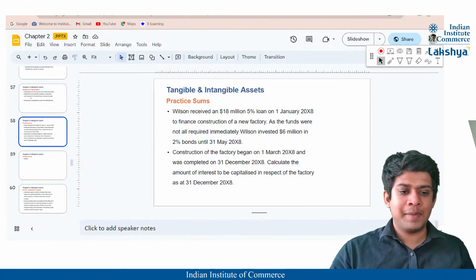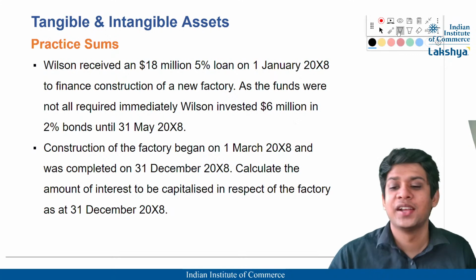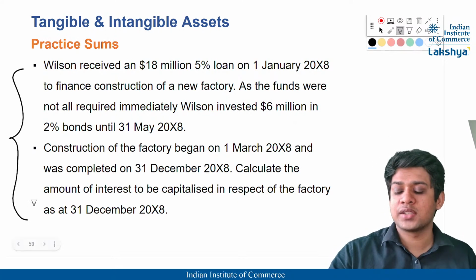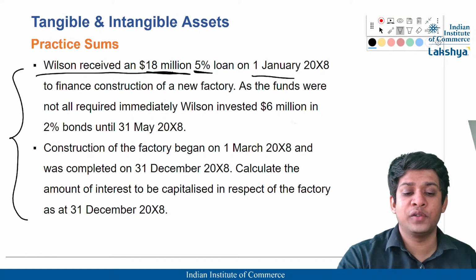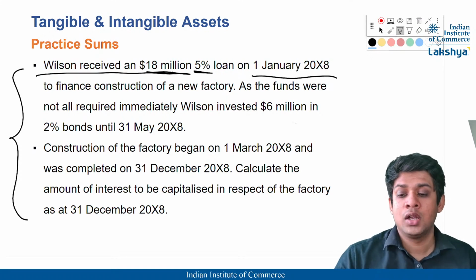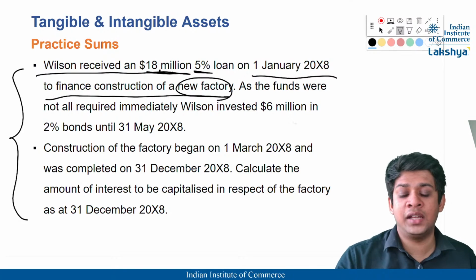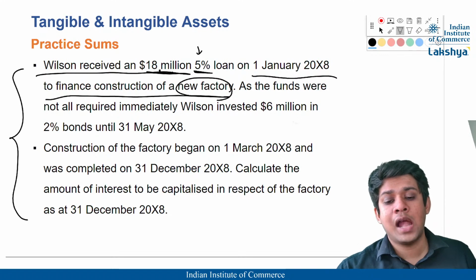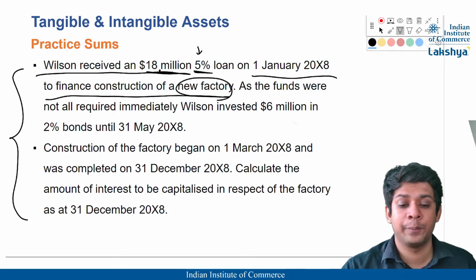Okay, guys, I hope we are back. Let us get started with the first sum. I mean, technically, the first and the last sum that we're doing for IAS 23, that is borrowing costs. Wilson received an $18 million 5% loan on 1st January 2018 to finance construction of a new factory. That means he took a loan of $18 million on which 5% interest is payable, and he took it on 1st January 2018 for the construction of a factory.